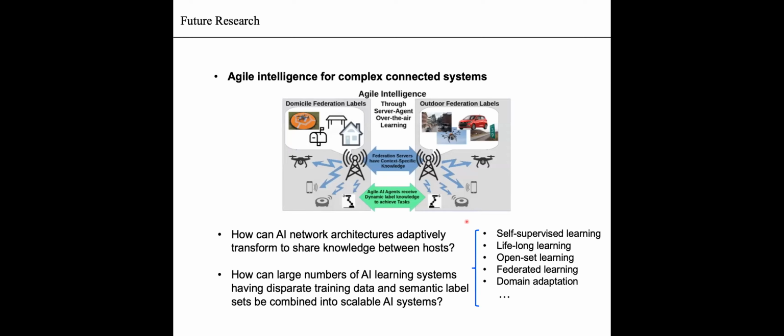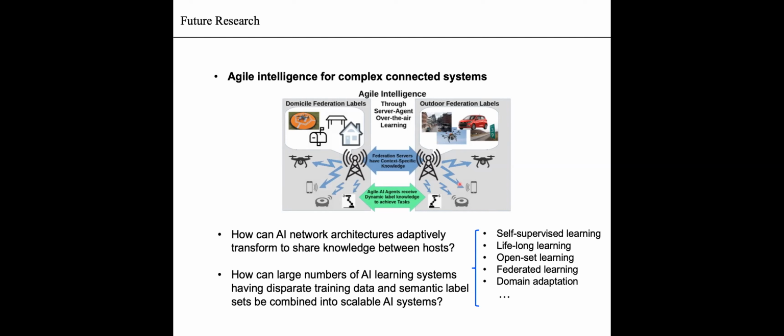And a second direction is developing agile intelligence for this complex connected system. So now we are in the age of thriving 5G and AI. A lot of devices have some AI capability and they are all connected to each other, right? Those drones, smart connected vehicles, robots, service robots, etc. Imagine you have maybe a service drone, maybe from Amazon, trying to deliver packages, figure out the best navigation route to deliver the package.